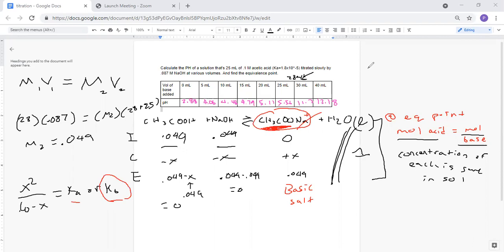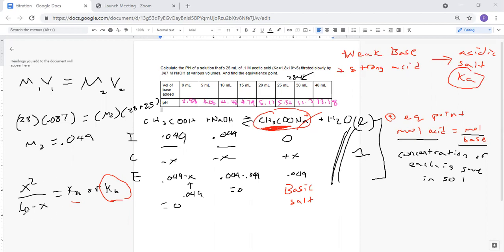If this was a titration with a weak base plus a strong acid, they would actually give an acidic salt, and then you would use Ka. Okay, so that's the difference between these two titrations. Honestly, this example I'm showing, the titration with the strong base, is way more common from my experience.